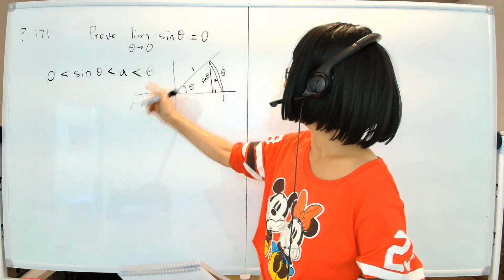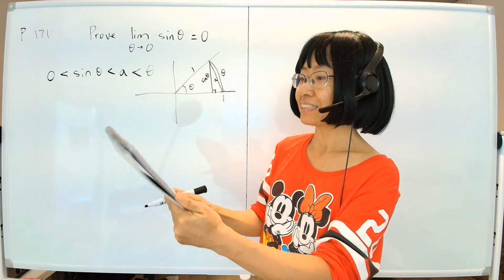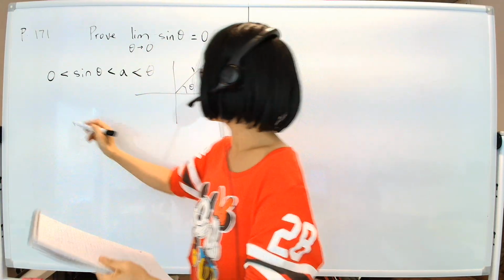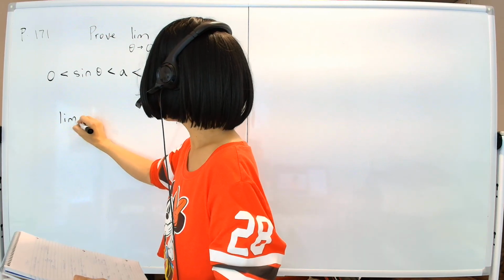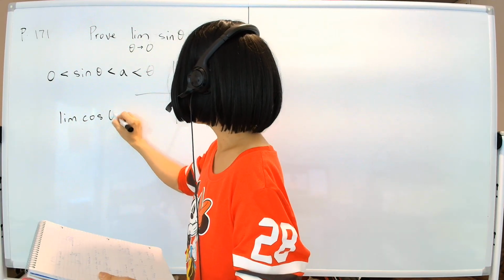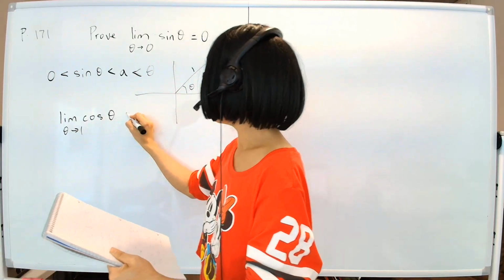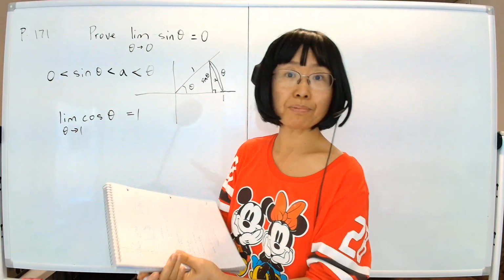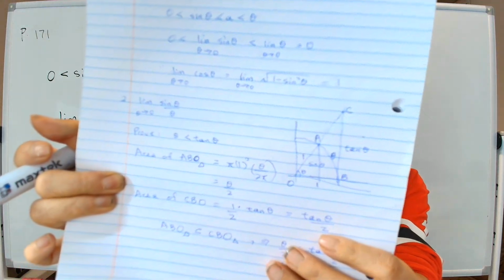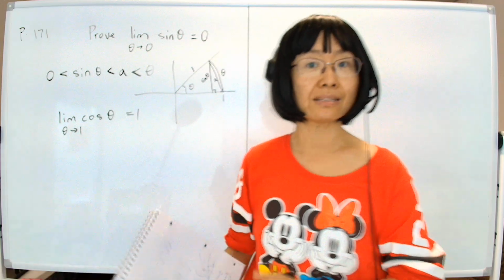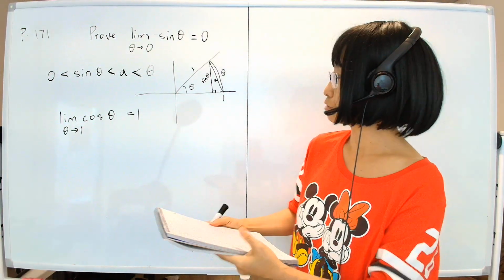It has nowhere to go. It has to go to 0, which is okay. And then as a result, the limit of cosine theta becomes 1, because as theta goes to 0, cosine theta will be equal to 1. That's because of the Pythagorean theorem: cosine theta is the square root of 1 minus sine theta squared. So when sine theta goes to 0, cosine goes to 1.